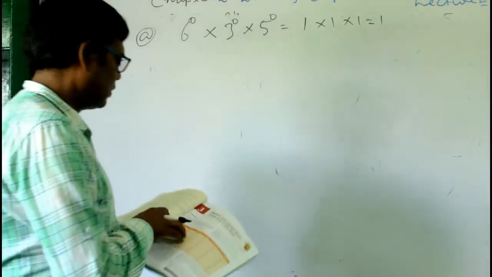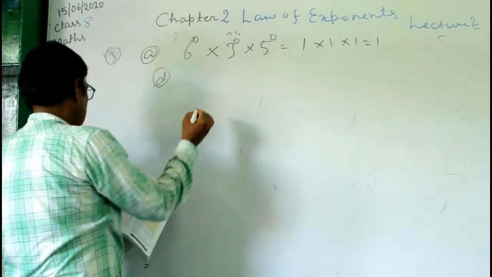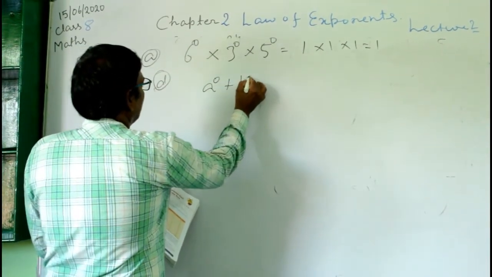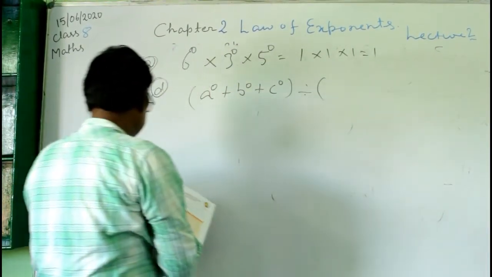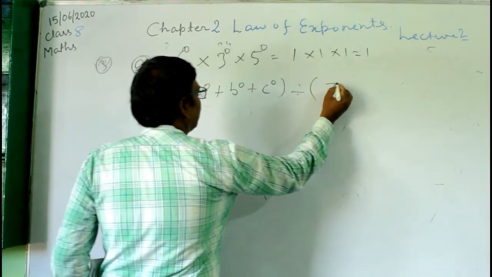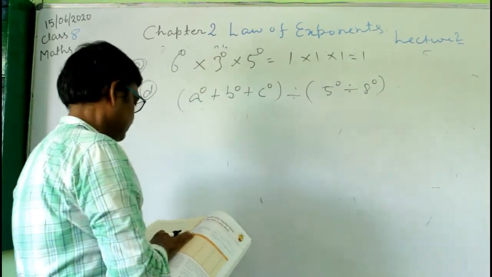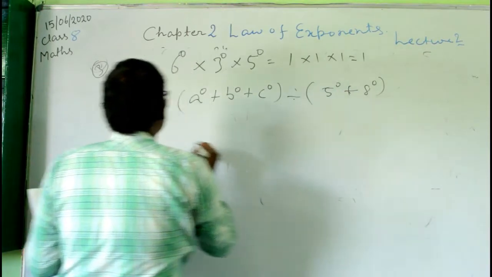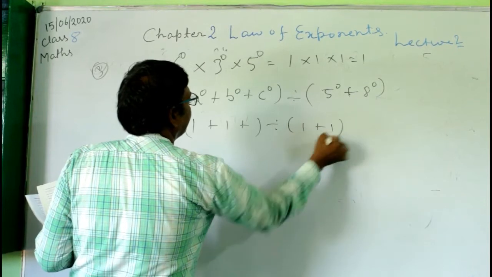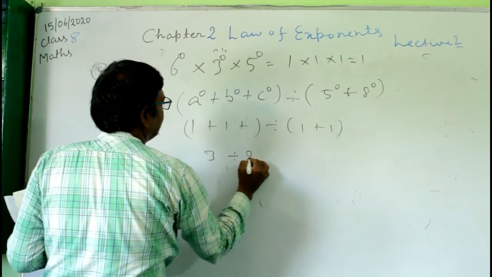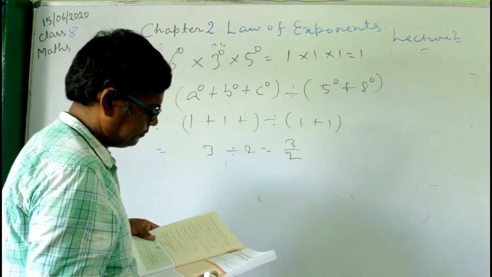So here all the questions are easy. In this question number I will do question number D here. Again you have a^0 and c^0 divided by 5^0 into a^0. Now it will be 1 plus 1 plus 1 divided by 1 plus 1. That is 3 divided by 2, equal to 3/2. So this is the answer of this question.